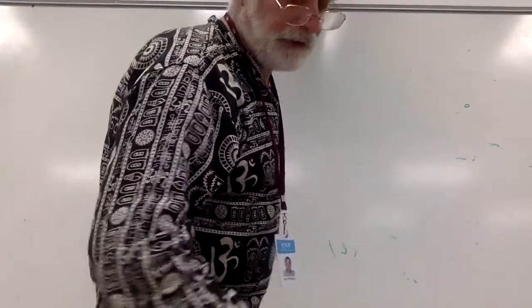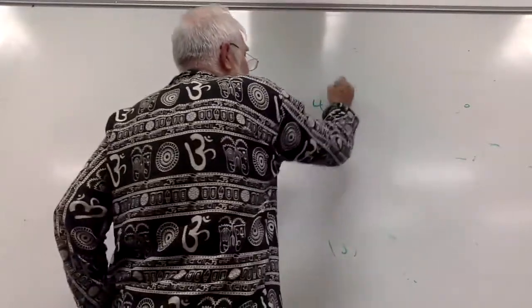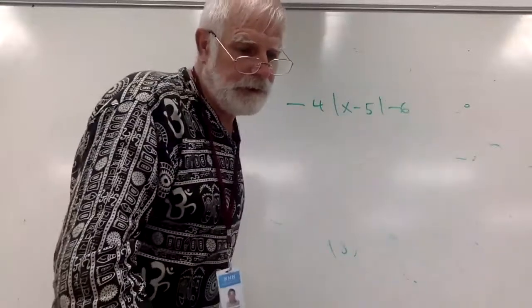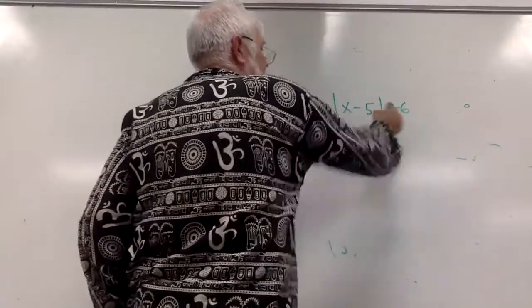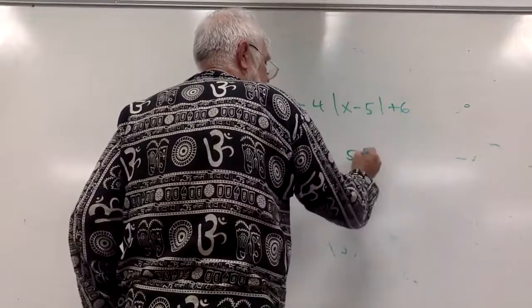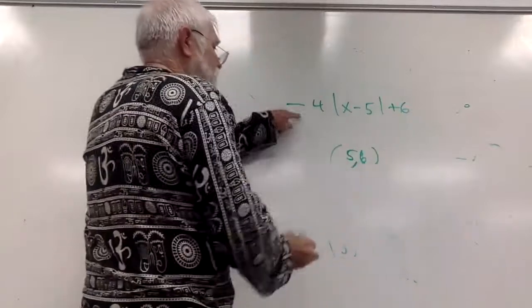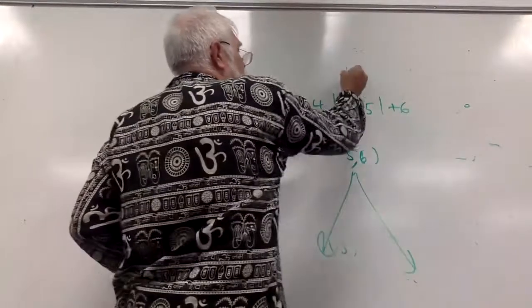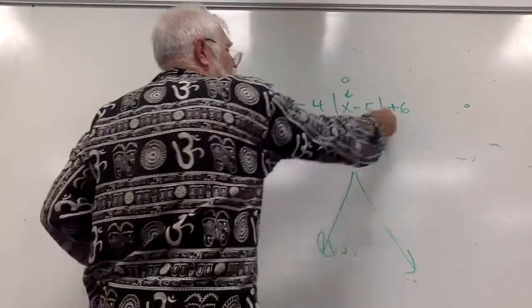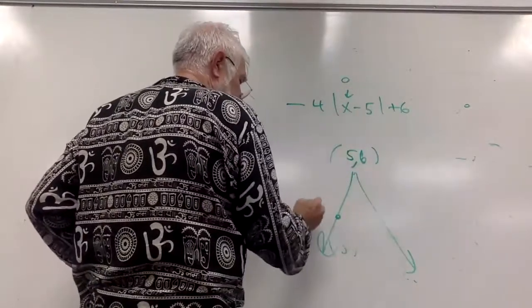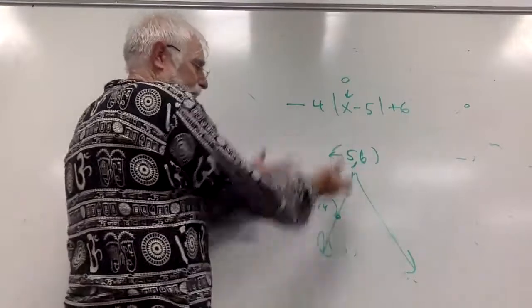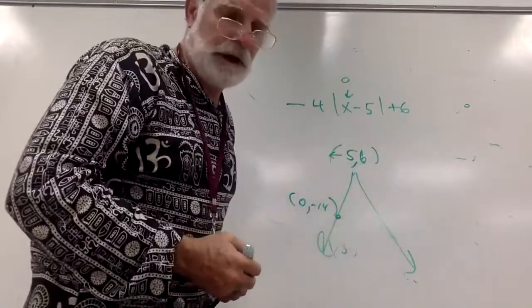Y equals -4 times absolute value of x minus 5, plus 6. We're going to graph that. So 5, 6 is the vertex. Is this a V shape up or down? Down. What am I looking for? Y-intercept next, so I'm going to plug a 0 in, and that gives me -20 plus 6, -14. And 0 is to the left of 5. I'm done. You give me that, you know what you're looking at.